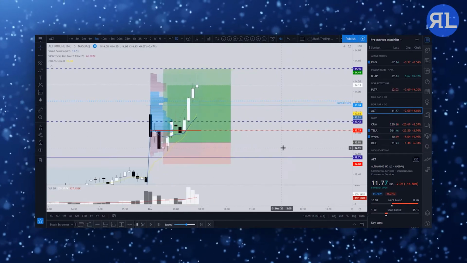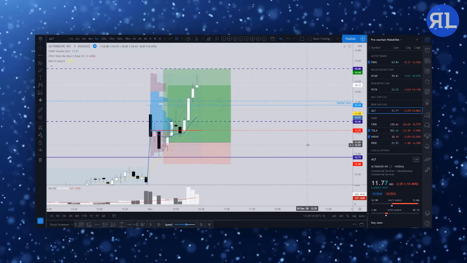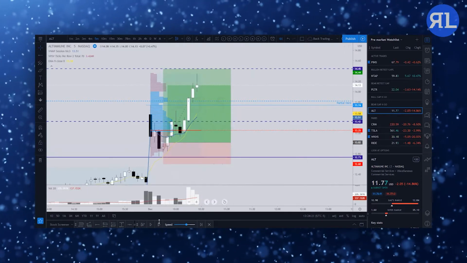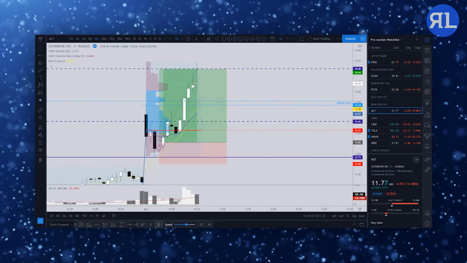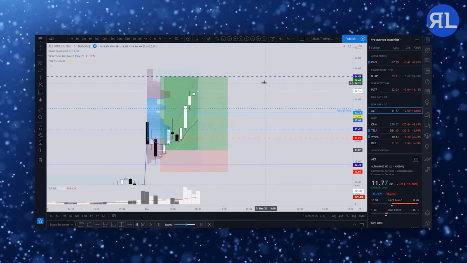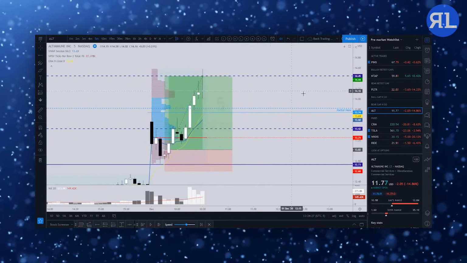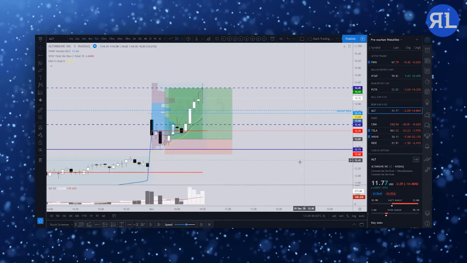Nice indecision candle up here. It's not high volume, so I'm not too concerned with it right now. I'm fine with a small little pullback. All right, there's the second partial. That's good. We do have increased volume right there, and that's okay. I'm not too worried about it.